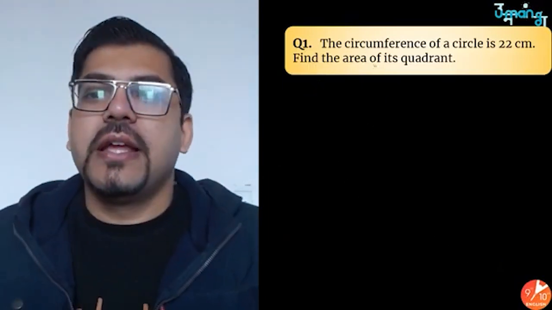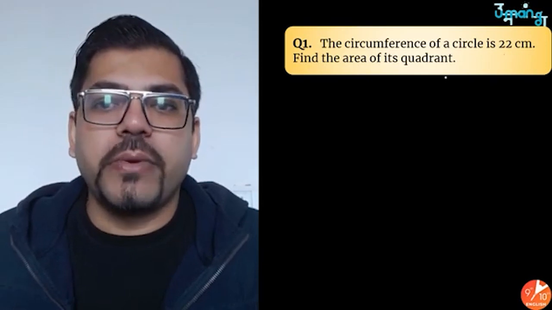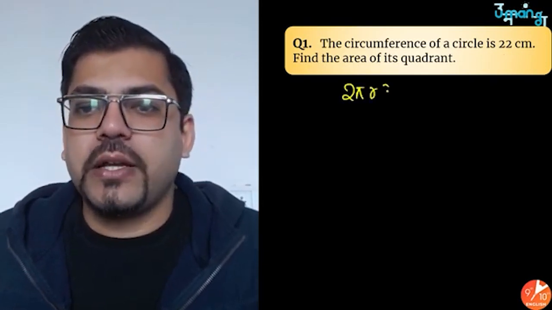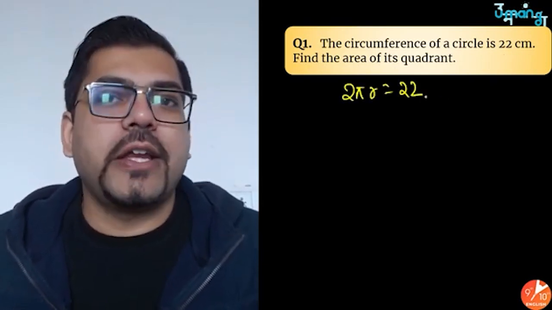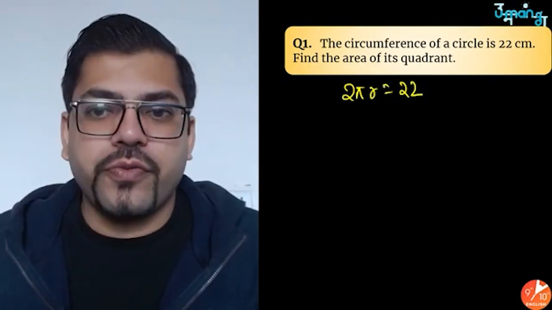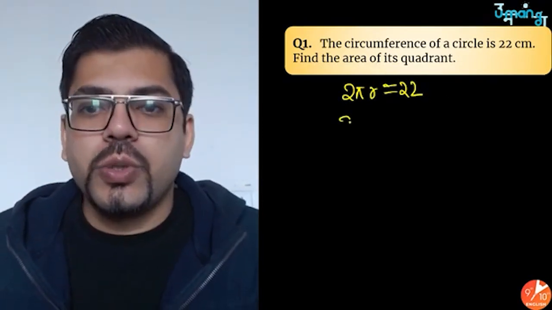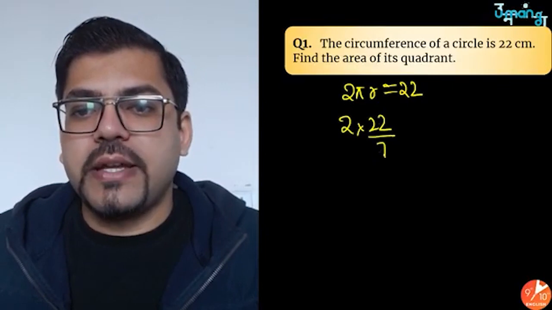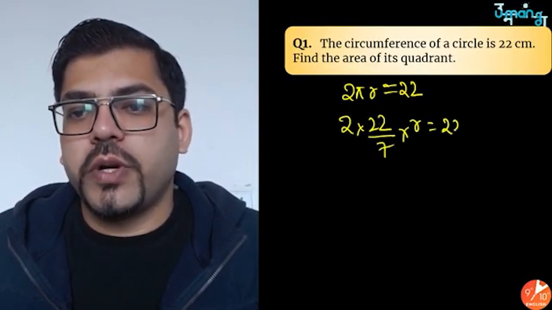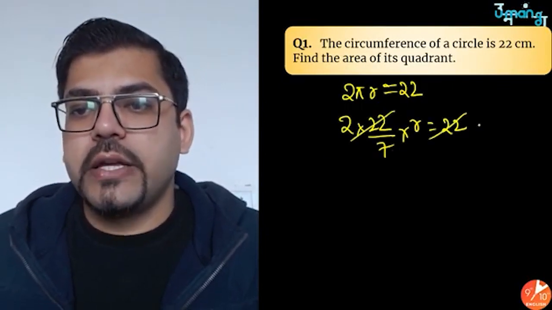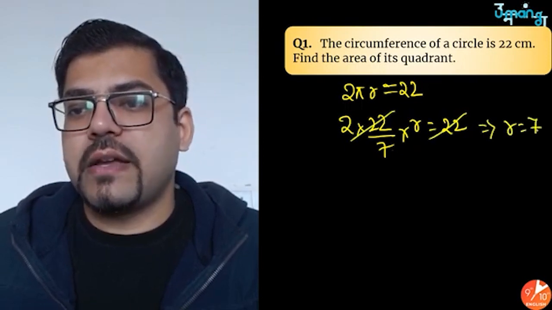Here we go for the first. Circumference of a circle is given 22 cm. So circumference simply means 2 pi r given 22 cm. Find the area of its quadrant. So first of all, let's find radius. 2 pi is nothing but 22 by 7, radius we do not know, equals to 22 gone, and hence very easily you can find out radius is 7 by 2.